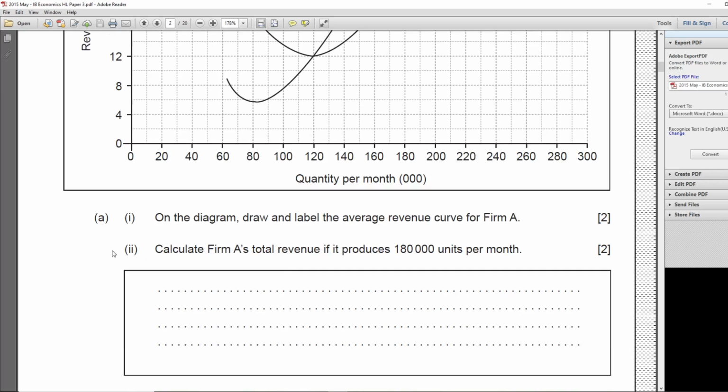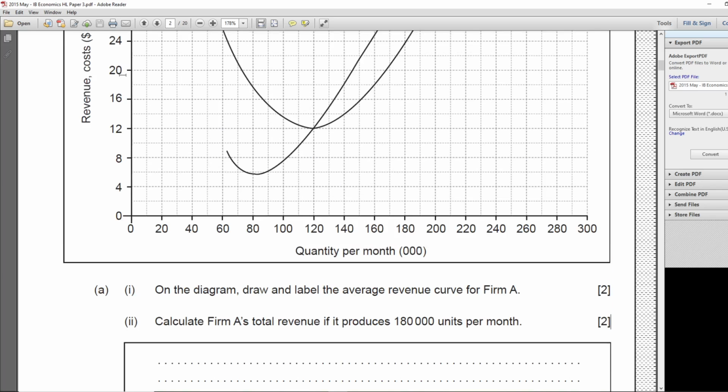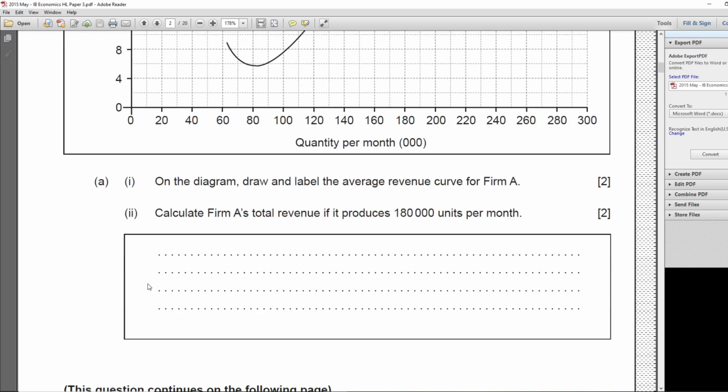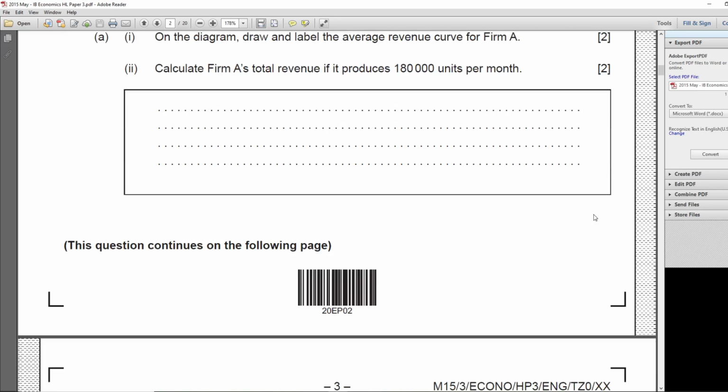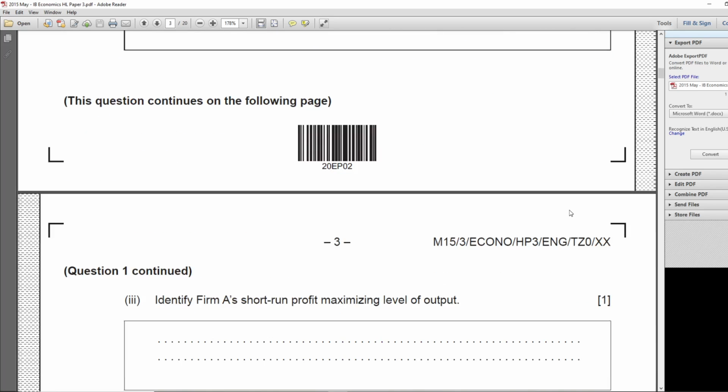So that's number 2. Once again, you need the working and you will need the answer as well to get 2 marks. So don't forget to put a working, which is 180,000 times $18 per unit. Then put an answer here, then you will get 2 marks. So you can see they are very straightforward.